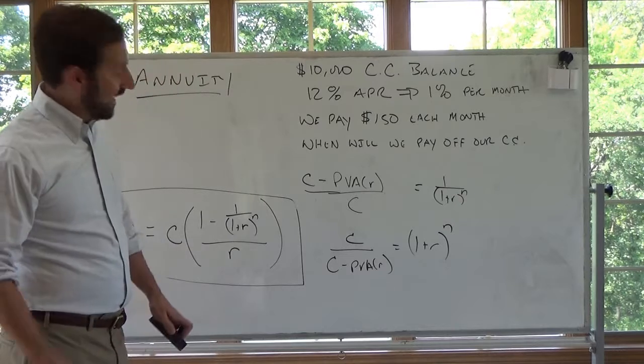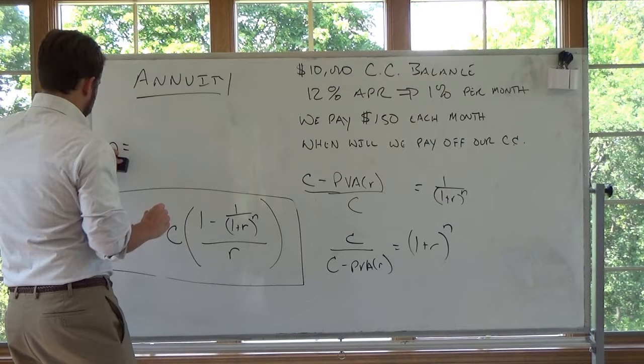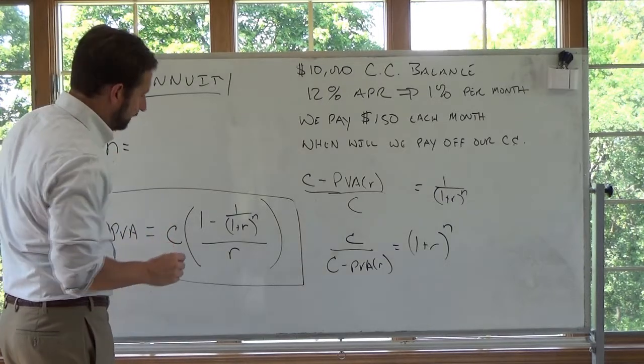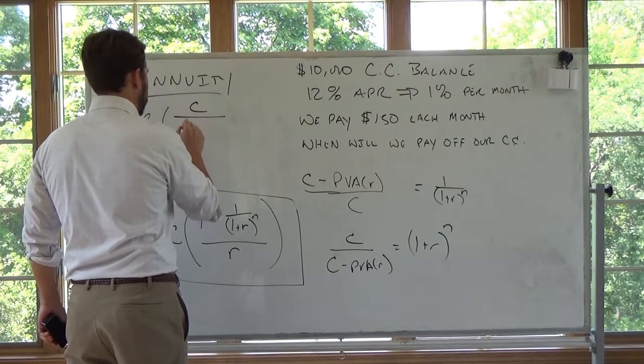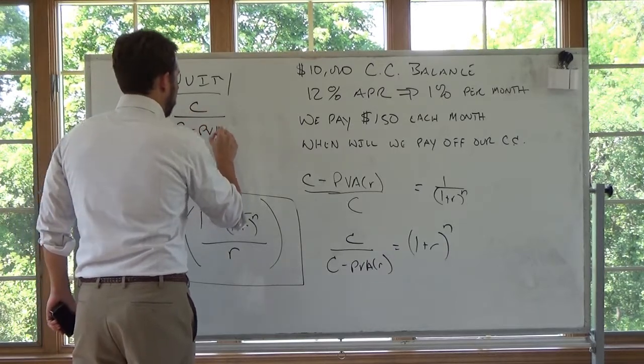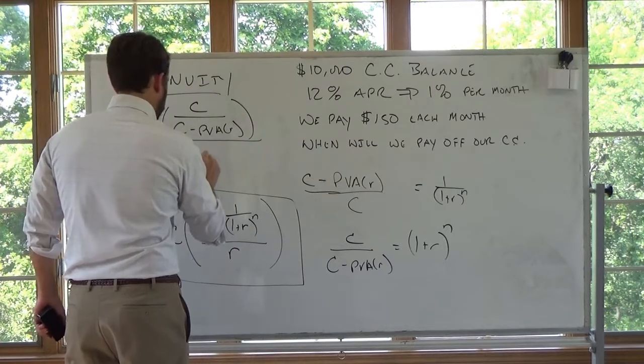Now all I want to do is take logs, right? So taking logs should give me my formula. The number of periods in an annuity is equal to the natural log of c divided by c minus PVA times r, over ln of 1 plus r.